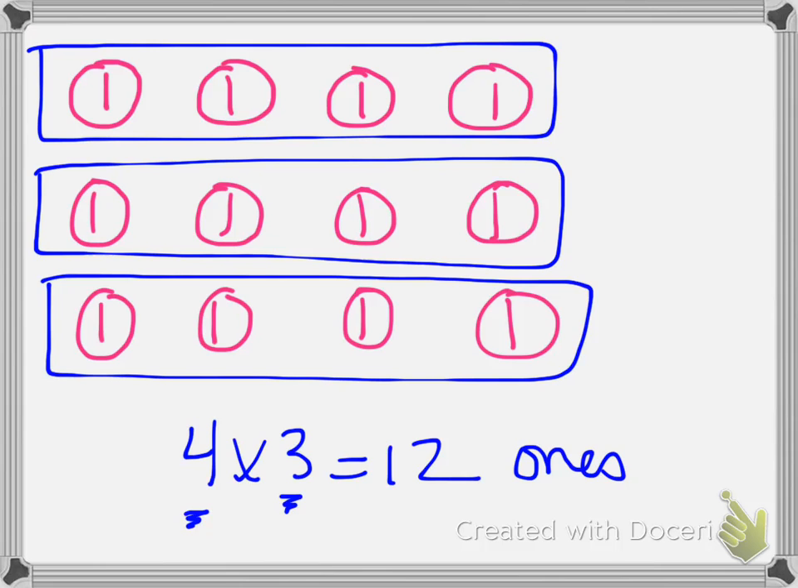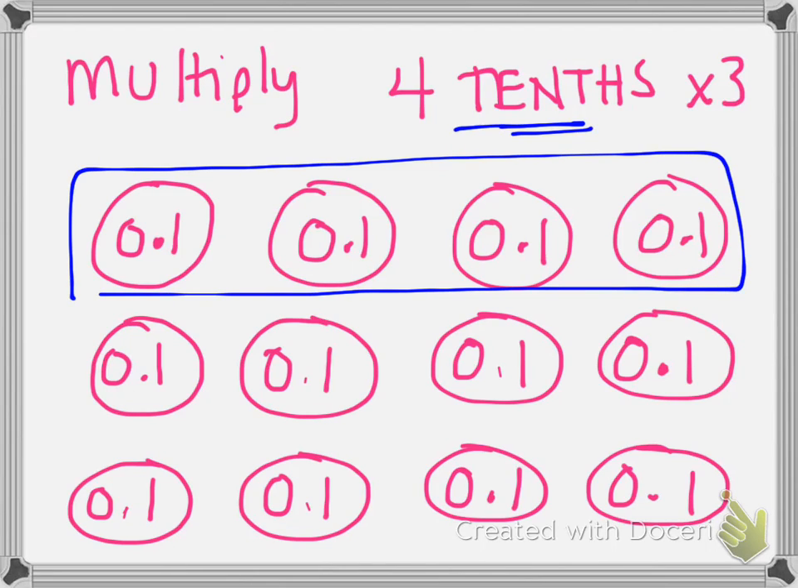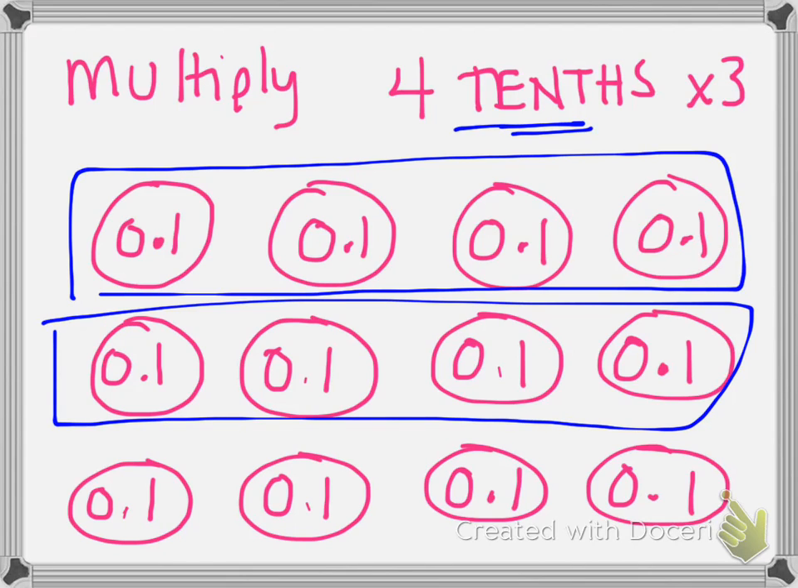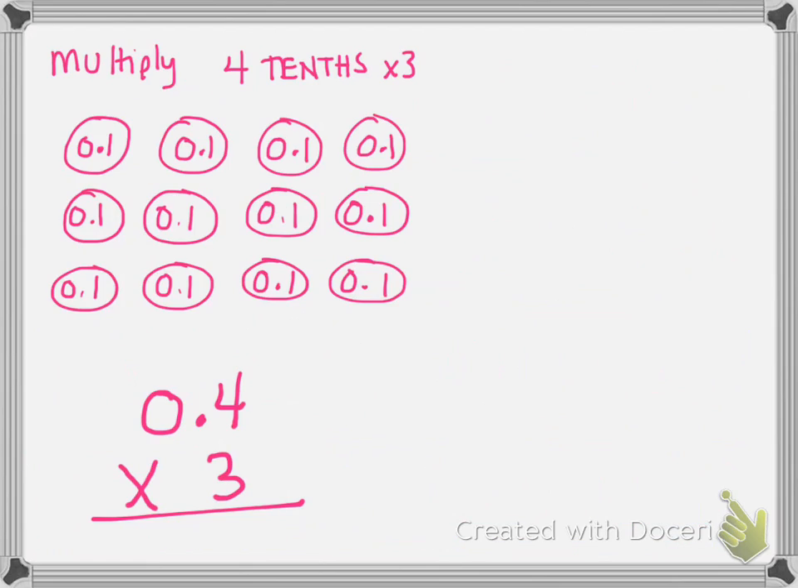Now, what would happen if instead of 4 ones, we now have 4 tenths times 3? So we're going to be multiplying 4 tenths times 3. Using our picture chips again, this time we're using tenths chips. So here we go again. We have a group of 4 tenths, another group of 4 tenths, and a third group of 4 tenths. That will result in giving us 12 tenths, right?